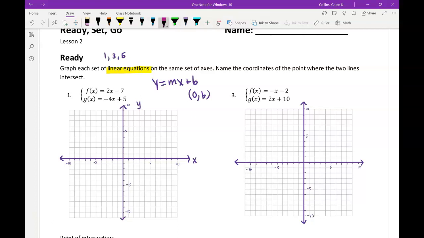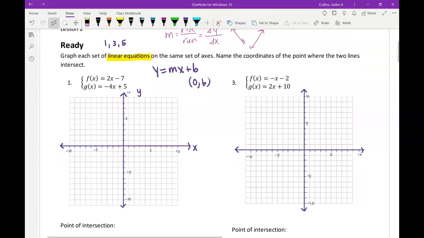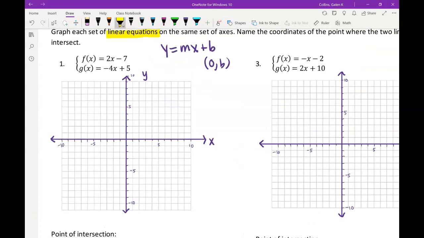And so remember, we could think of slope when we're graphing as rise over run, but that is essentially our change in y over our change in x. And we know that if our slope is negative, our line is decreasing. If our slope is positive, our line is increasing. Okay, so for number 1, for f of x, I see that f has a b value of -7, so its y-intercept is on the y-axis at 0, -7.